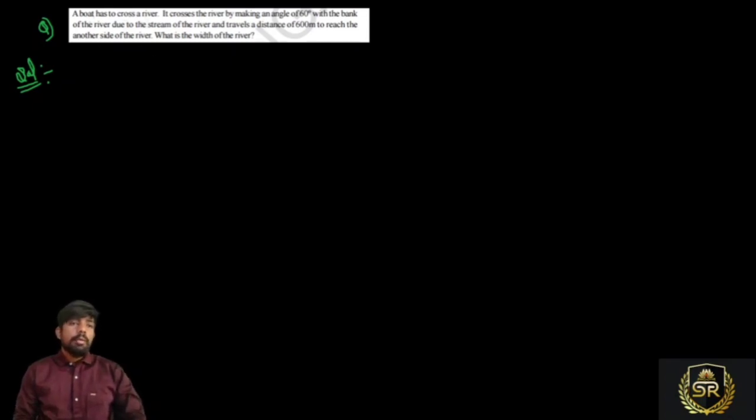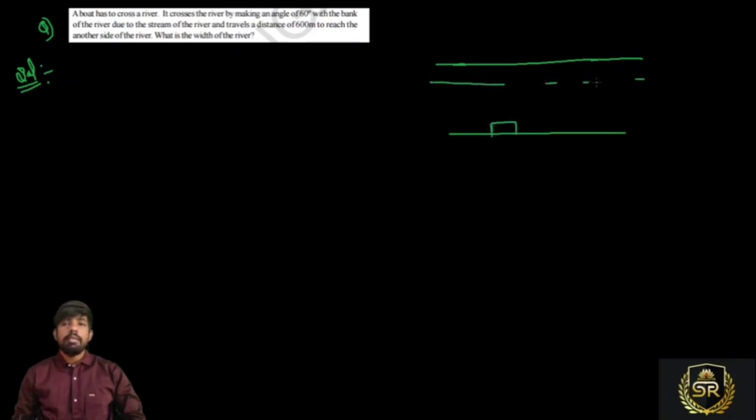A boat has to cross a river. It crosses the river by making an angle of 60 degrees with the bank of the river. Let us consider this is a river. Let us consider a boat here. The flow of the river is this. Stream direction is, let us say, this. It is traveling in this way. It reaches the bank.